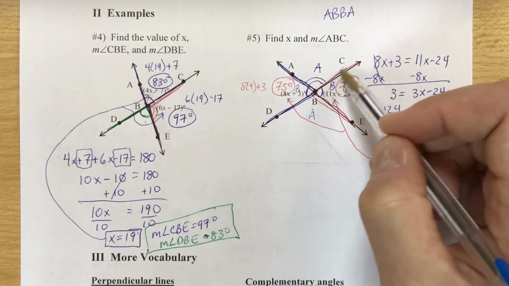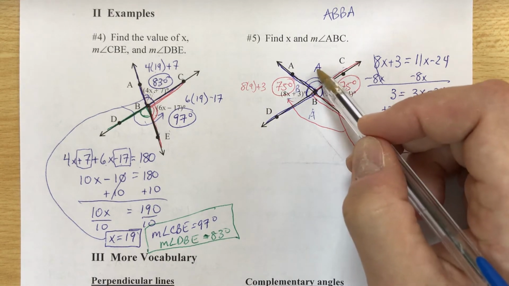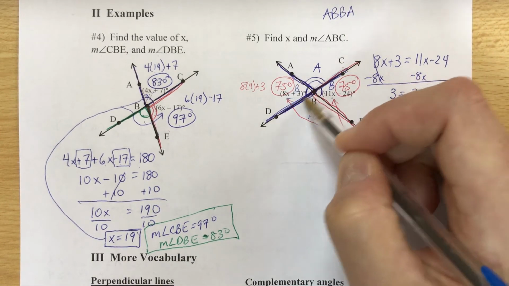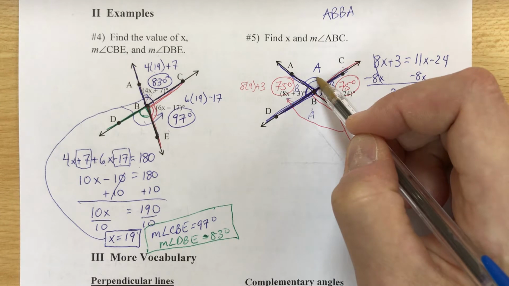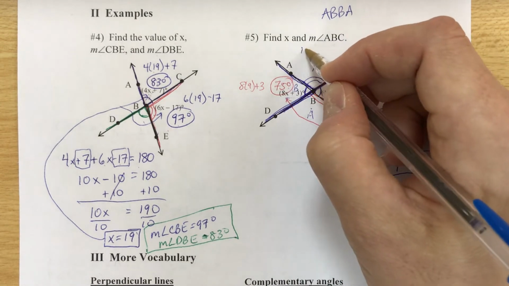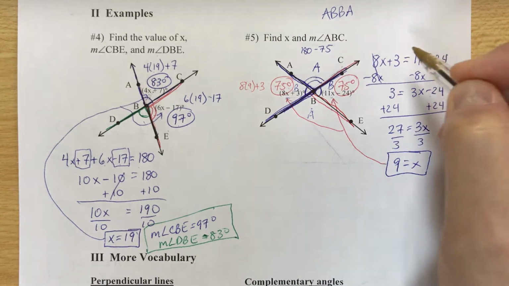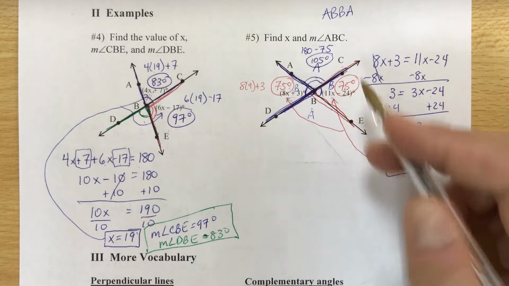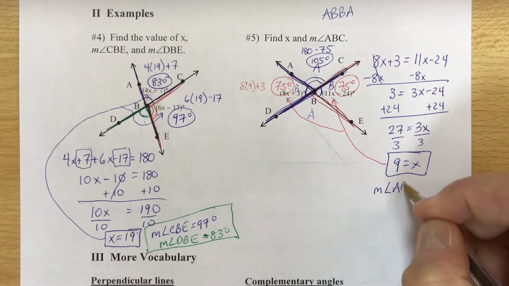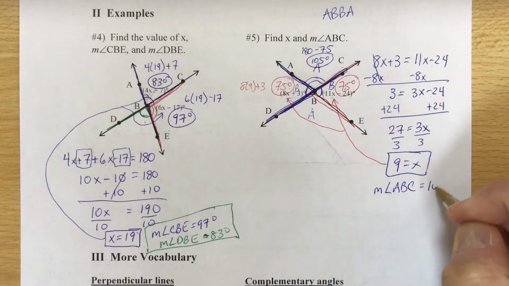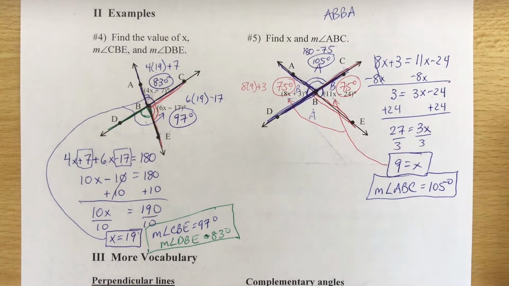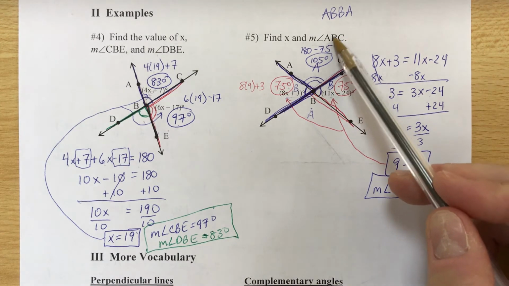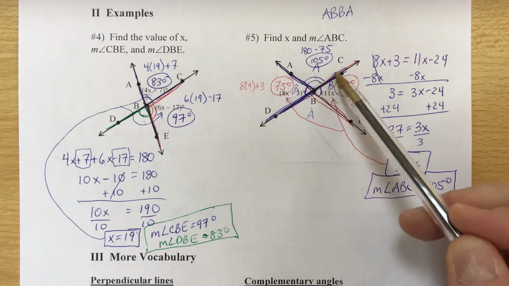But if we want to find this angle here, which is labeled an A, look at the straight line we have right here. Those two angles have to add up to 180. So if this is 75, this is what's left over, 180 minus 75, which is 105 degrees. So this angle here, the measure of angle ABC, is 105 degrees. Be very careful when you name angles. When you read this, the middle letter's the vertex, that's where the angle is.